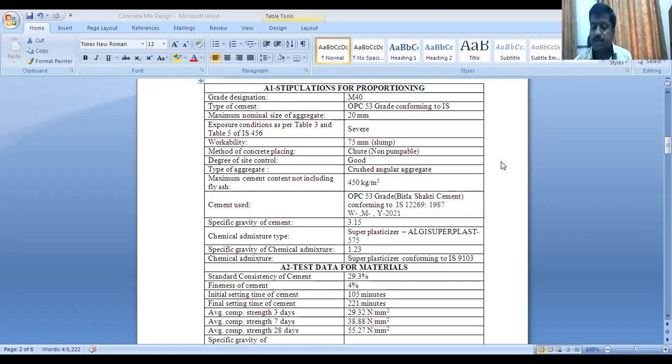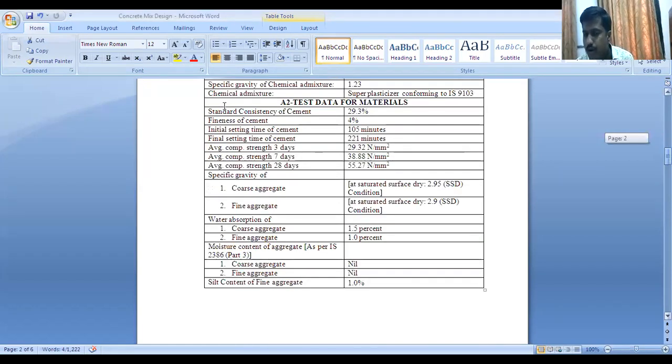So that is why the manufacturing date is very important. Then these things you are going to input in your concrete mix design format. Then test data for the materials. You are going for the consistency, fineness of cement, and setting time, you know it very well. Initial and final setting time.